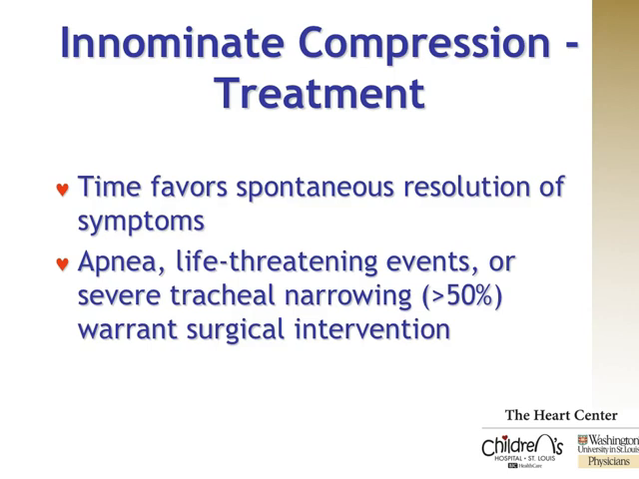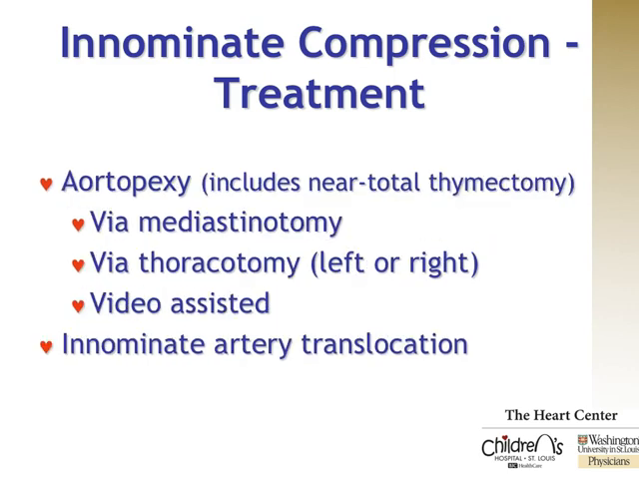So with apnea, life-threatening events, or severe tracheal narrowing more than 50% by bronchoscopy, that would warrant intervention. And typically the type of procedures that are done for this are aortopexies. We're moving things around. We're not actually addressing the underlying problem, which in my mind is the tracheomalacia. There's not a lot we can do for that. We just want to get the trachea a little more room, move the things around that are pushing on the trachea. And so the thing that seems most likely to be able to be moved is the blood vessels.